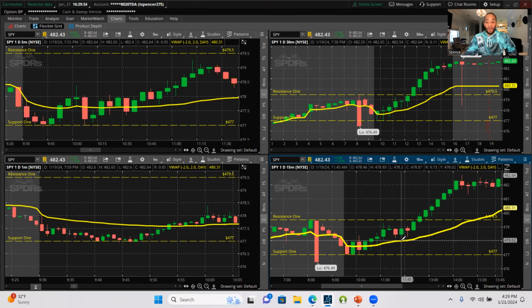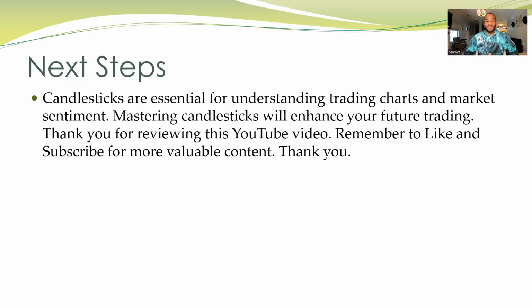Now, if we drop below this VWAP candle like we did right here, then that's when you want to start paying close attention to the puts. But if we're holding VWAP and you see green candles on the chart, you want to pay close attention to the call options and trade with the trend.